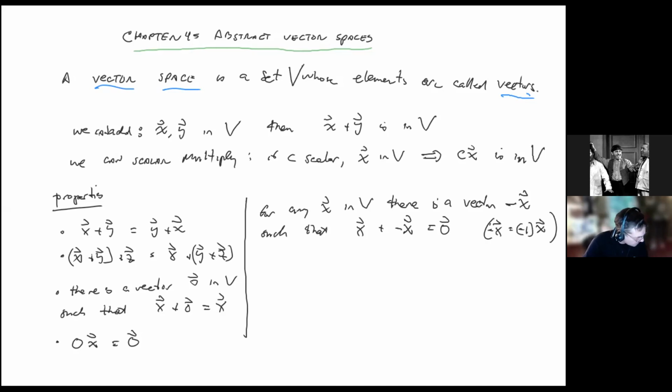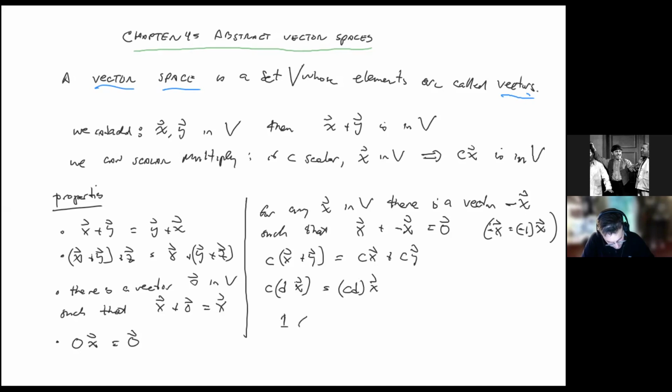And then let's see, so what else? There are a couple of other axioms. So there's the distributive law for scalar multiplication over vector addition. And then there's the multiplicative distributive law, C times D times X is CD times X. And there's one more axiom. I think we want 1 times X to be equal to X. That might follow from the other axioms, I'm not sure. Okay, so this is the list of all axioms that I can think of that it has to satisfy.